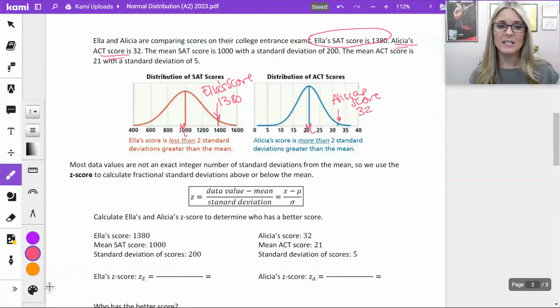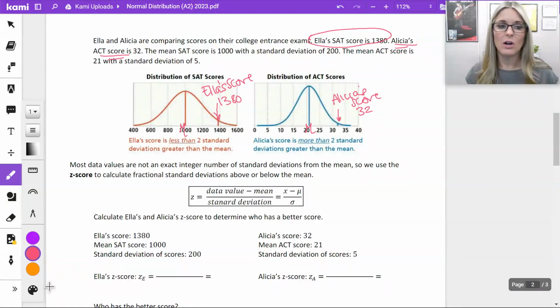They've also indicated Ella's score is less than 2 standard deviations. Like you can see those little lightly shown lines there. Those are the standard deviations. Ella is just slightly to the left of that second standard deviation line. Alicia is more than the 2 standard deviations. You've got those 2 faint lines for those standard deviations, and she is to the right of it. She's above 2 standard deviations. Now, most data values are not an exact integer number of standard deviations away from the mean, like we're seeing here. Like the girls are not right on the money.